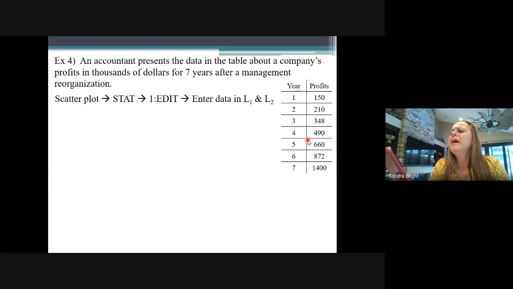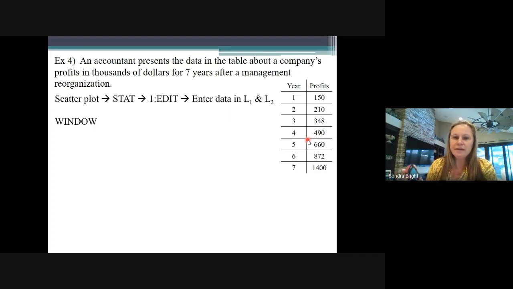Make sure there are no typos. If you do something and it says dimension error or something like that, that means you have an extra L1 or L2 in there, or maybe you don't have enough. You don't have a value matching for each of them. All right, so I've got those entered.